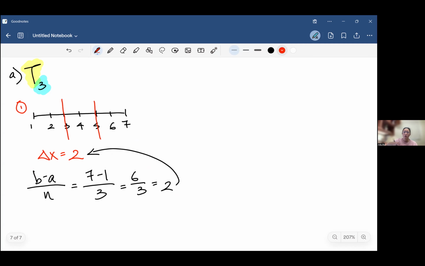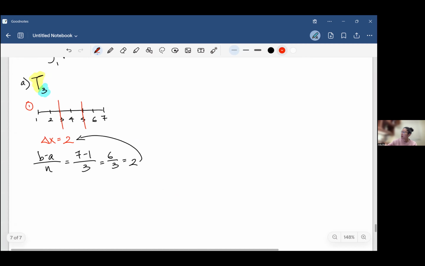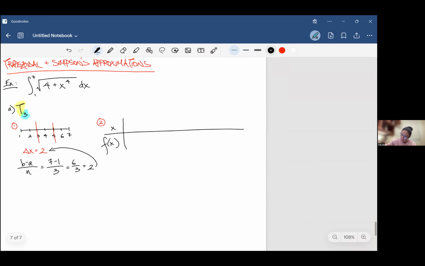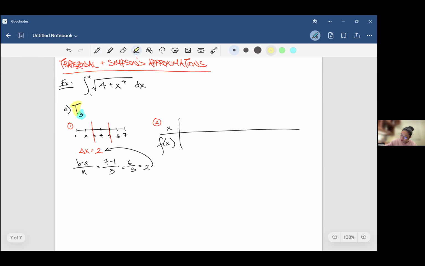All right. So after we found our delta x, then in the notes, I was like, let's create a table. So that'll be our next step. And our table will have x and f of x values. And let's see, what color highlighter did I not use yet? Green. The f of x is the thing that you're integrating. So in this case, our f of x is the square root of 4 plus x to the 4th.